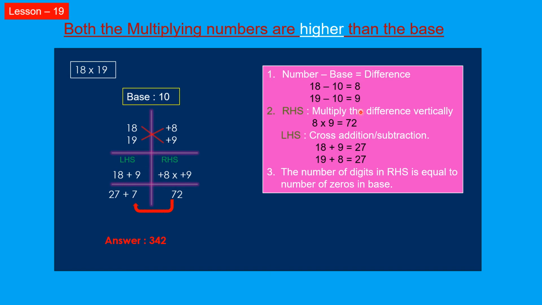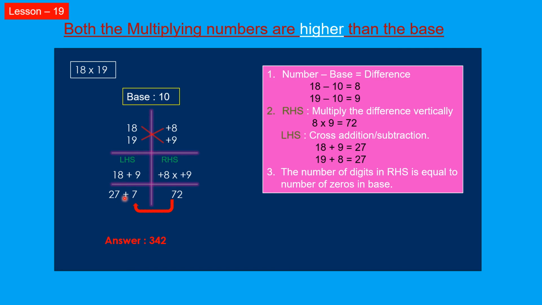So write the difference in front of the number. Second step, you multiply the difference vertically. So we get our answer in RHS and LHS. So in RHS, you multiply the difference vertically. So 8 times 9 is 72. And in LHS, you do cross addition. 18 plus 9 is 27, or if you do 19 plus 8, then also it is 27. So whatever is easy, you add, and you write here 27.